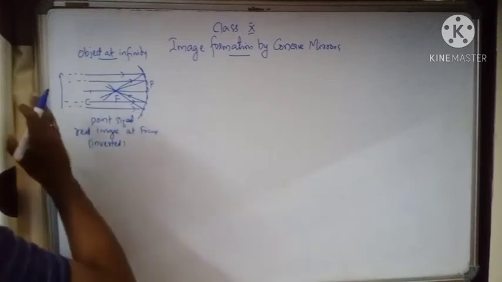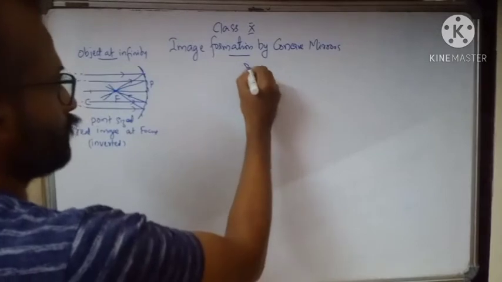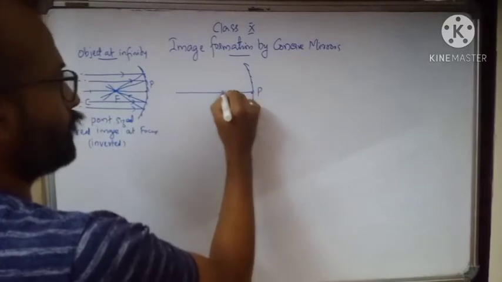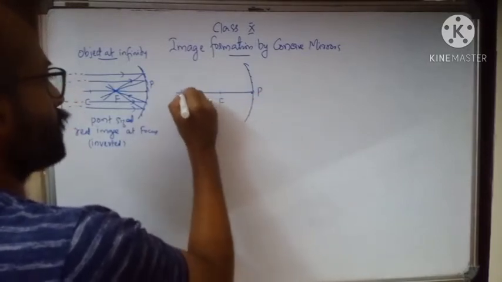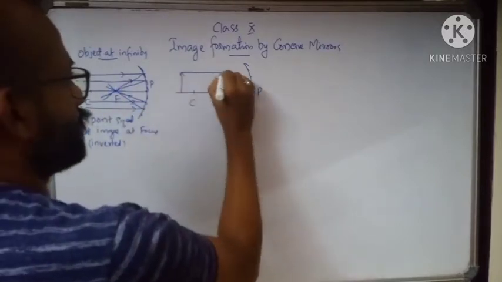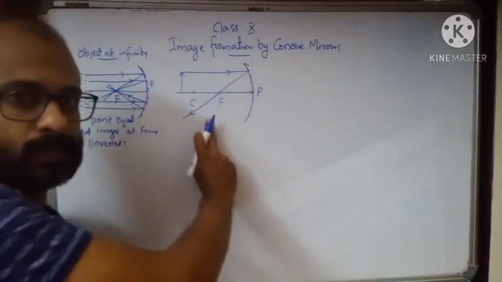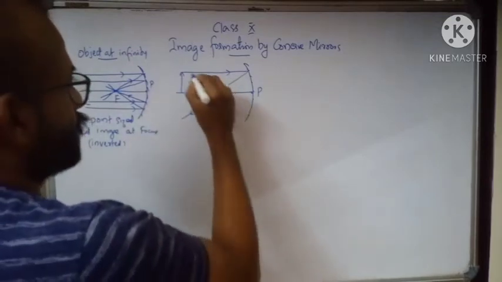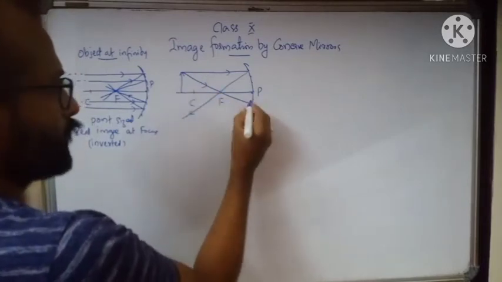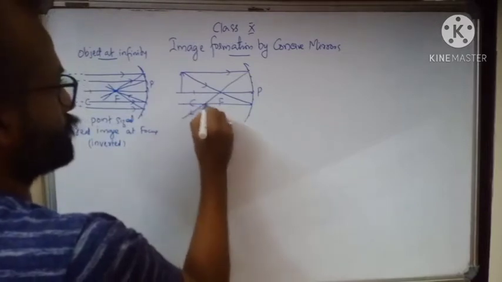Now we will bring the object towards the center of curvature. Just beyond the center of curvature, we will place the object. We have the pole, focus and center of curvature. We place the object just beyond the center of curvature. This is the object. Now let us consider two light rays. One light ray parallel to the principal axis; definitely it should pass through the focus, and we are familiar with this ray. Now we can draw one more light ray, let it pass through the focus. Since it is passing through the focus, it should become parallel after reflection. This is a parallel light ray.